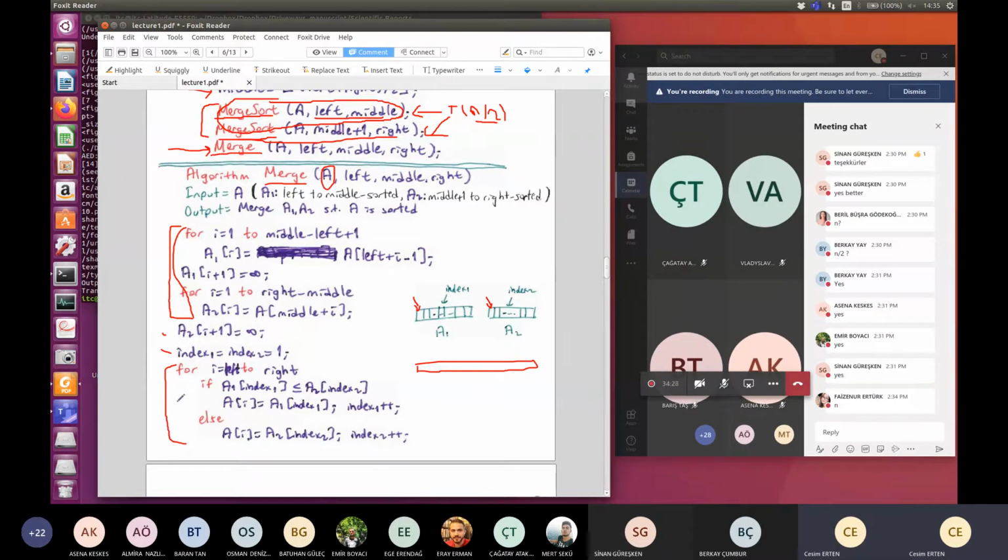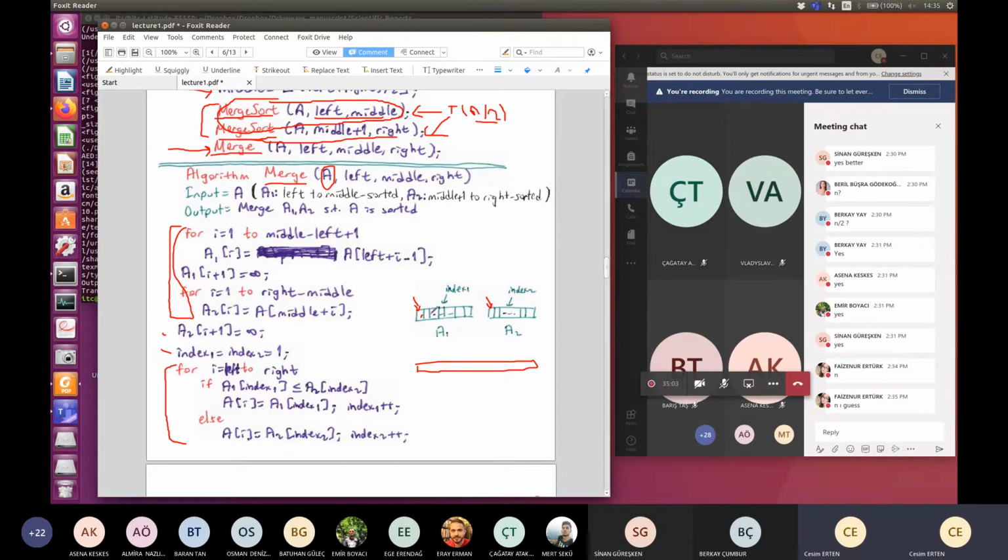How much time do we spend for this last for loop? Any ideas for this? Okay, so Faizenur has a guess that it is n. Yes, it is again proportional to n, basically some constant times n. Let's see why. We need to understand what this last for loop is doing.